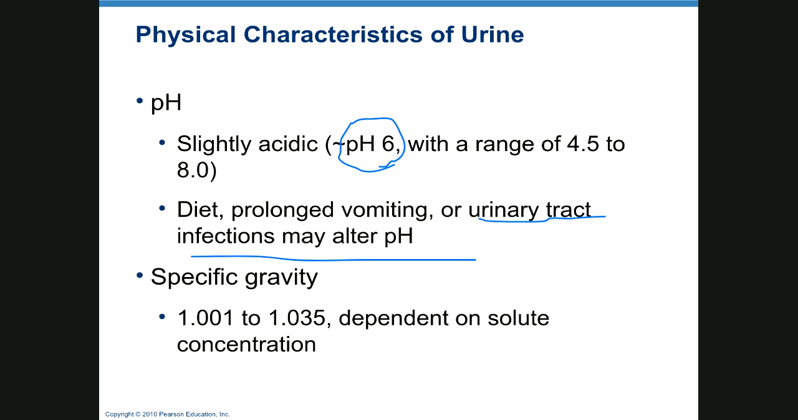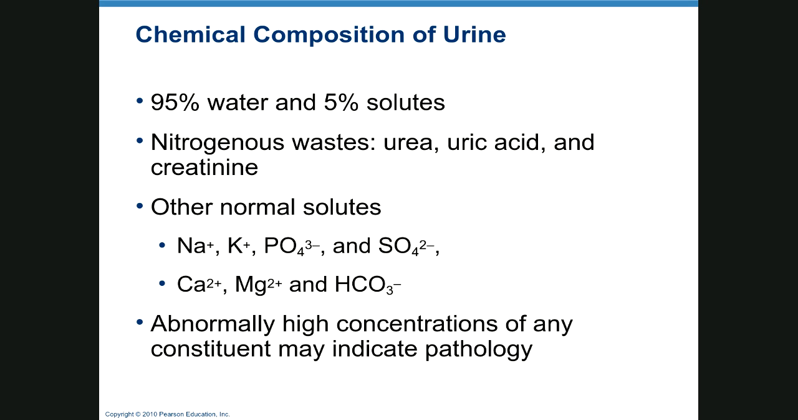Specific gravity is how concentrated the urine is. You can measure this with a dipstick, but a spectrophotometer is the best way to do it. 1.001 to 1.035 for the human species. Our camels we looked at, I think they can go to 1.055, but you'll have to look that up if you want to call me out on it.